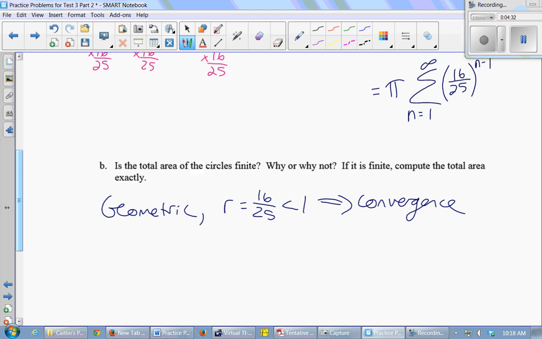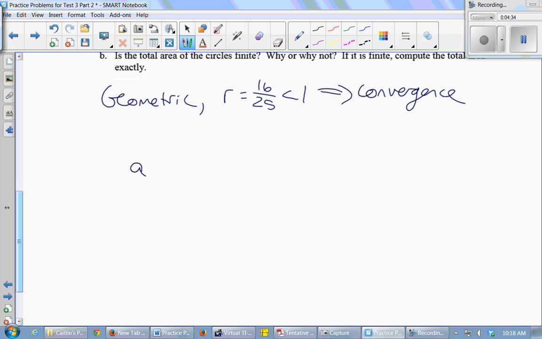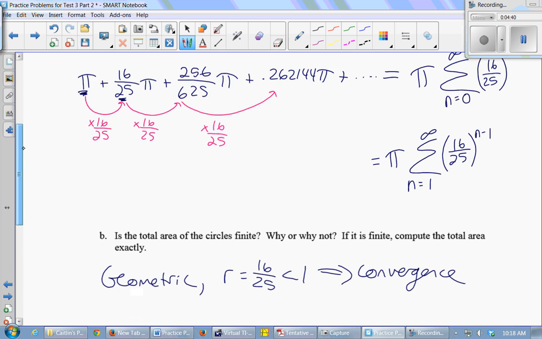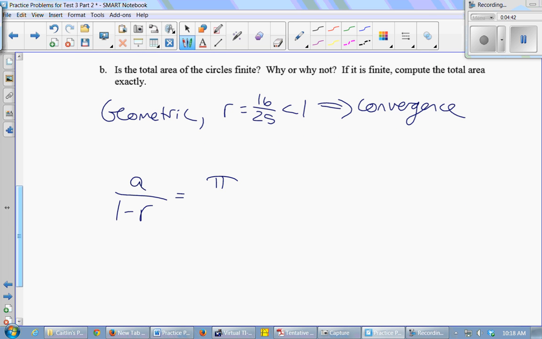And what I converge to is A over 1 minus R. My first term is pi, and my multiplier is 16 over 25. So this is pi times 25 minus 16 is 9 over 25, 25 pi over 9.